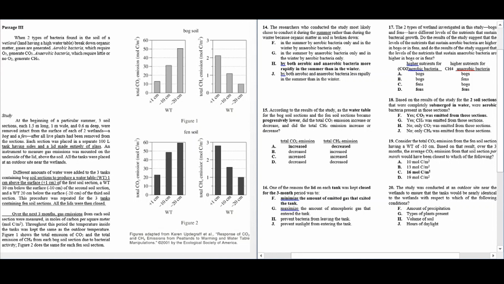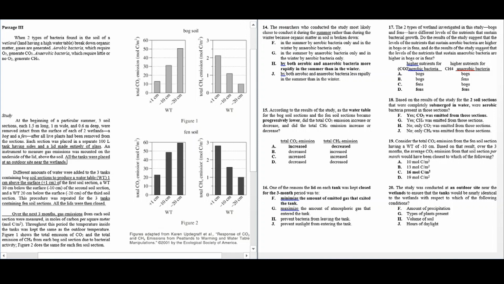Question 20. The study was conducted at an outdoor site near the wetlands to ensure that the tanks would be nearly identical to the wetlands with respect to which of the following? Here we see outdoor site and wetlands and discussion of tanks. So let's scan the passage. We see all tanks were placed at an outdoor site near the wetlands right here. After it talks about water, and before it talks about experimental conditions. These are what we want to compare to the wetland conditions.